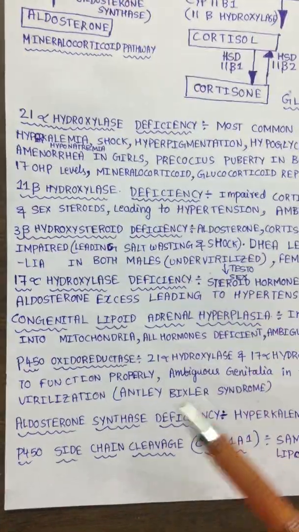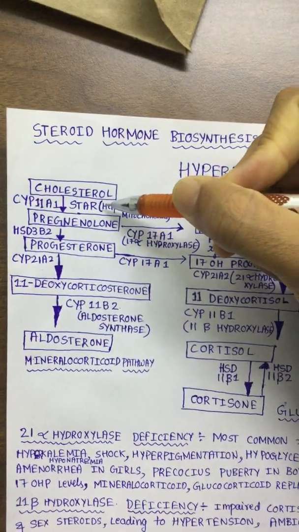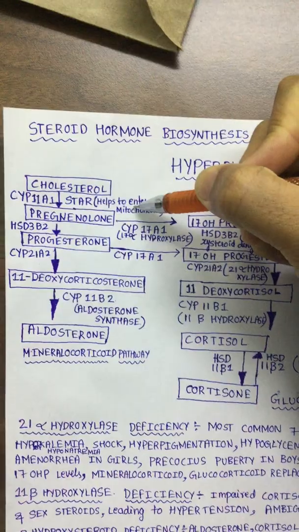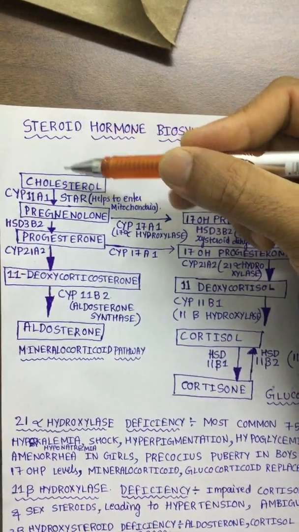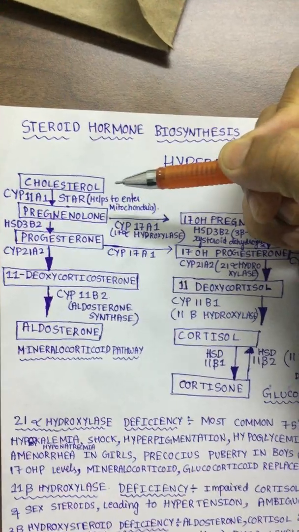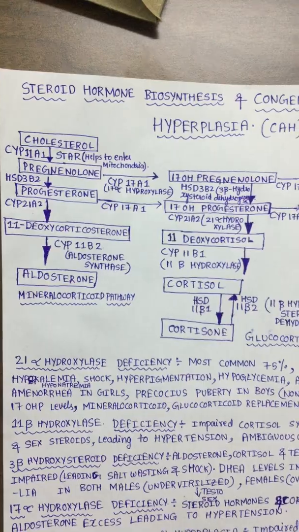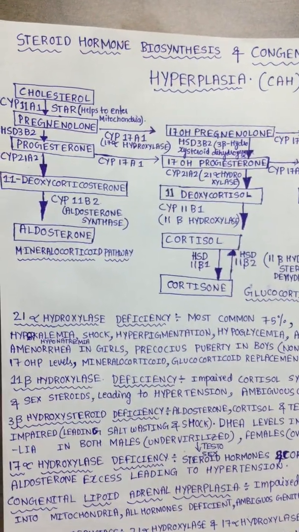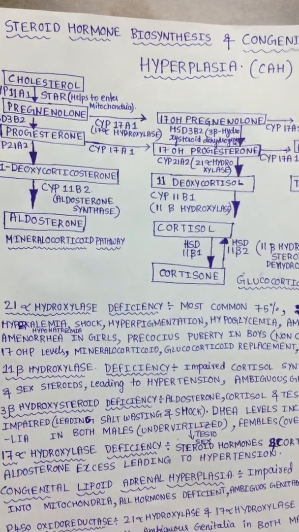Okay, next is congenital lipoid adrenal hyperplasia. This is because of the mutation in the STAR enzyme. Because of the mutation in the STAR enzyme, cholesterol cannot enter into the mitochondria, and all this cholesterol will accumulate in the cytoplasm of these adrenal cells. This will lead to lipoid, with excessive cholesterol in the cells. They will be fully accumulated with lipids, and it will lead to hyperplasia with the lipids.